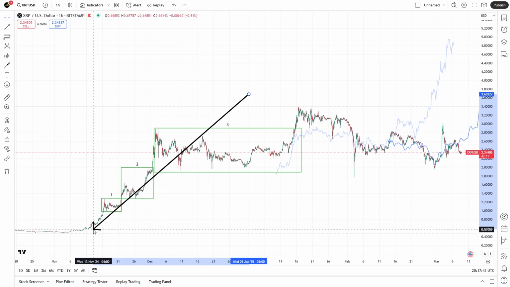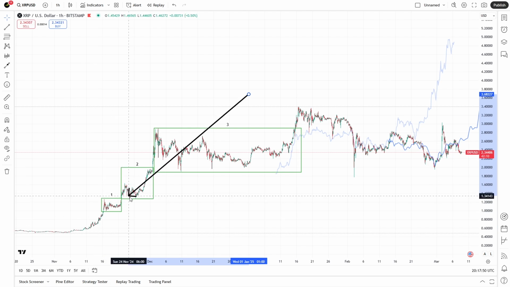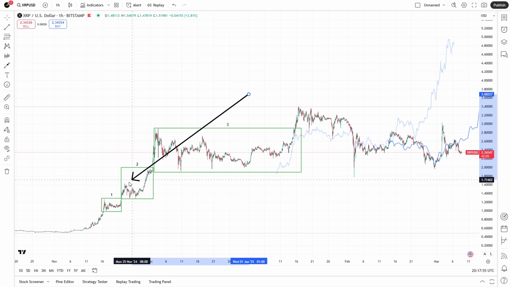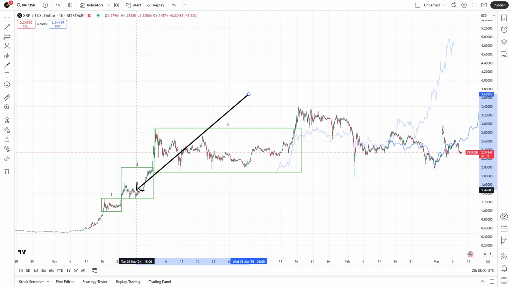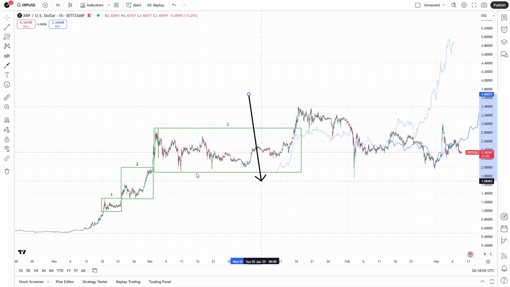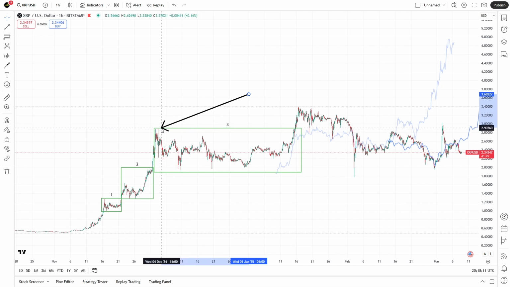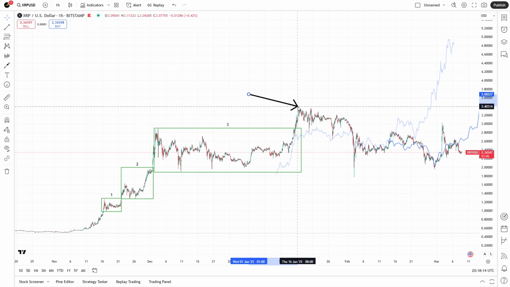So the macro repetitive structure of an XRP bull run has 3 corrective structures within it. We have the first one here. We have the second one. The key unique thing about this second one, it has 2 parts to this correction. So you have the first one, and then it moves up, and then it has the second one. Either one can be the larger of the 2. After that second corrective structure, it goes into this third corrective structure. And normally, the lion's share of the time, once it gets above the high of this third corrective structure, it goes straight to the peak. That's why this could potentially be the peak.